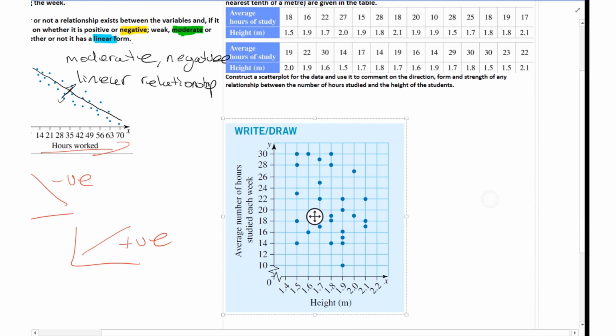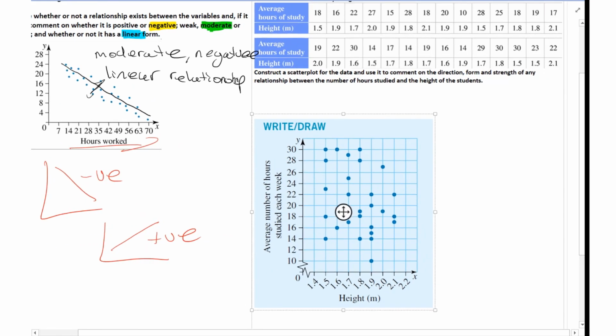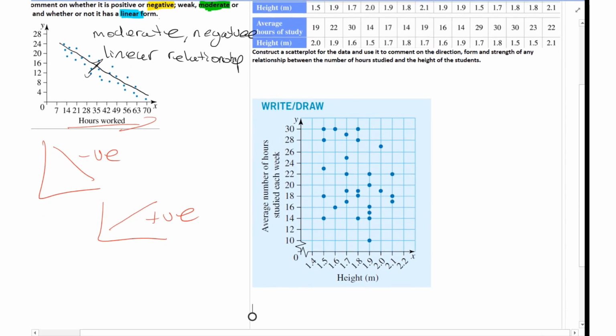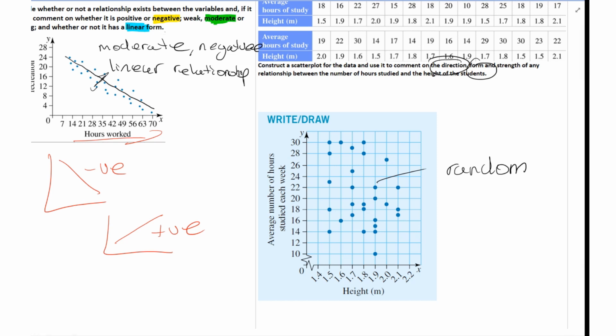Now, I wasn't going to do some calculators because it's going to take too long, so I just got the graphic so we can see what's going on here. And it's pretty clear, if you look at this, that it's random. This is random. If it's random, there's no direction. You can't say is it positive or negative. What form does it have? Is it linear? Is it non-linear? There's no pattern. So remember, that's no pattern.